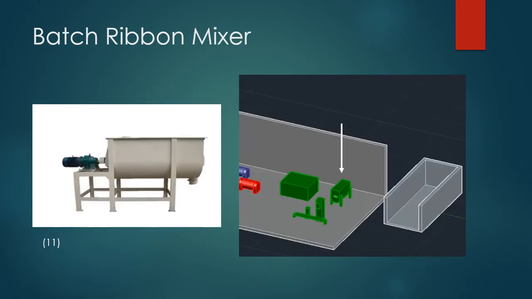Next, we have the batch ribbon mixer, which will be located inside, as can be seen in the model shown in green on the right-hand side. The ribbon mixer will be used to evenly and quickly combine the biochar and topsoil to make our potting soil mix, shown here in green. I will touch more on how this is used when I summarize this green bagging system.